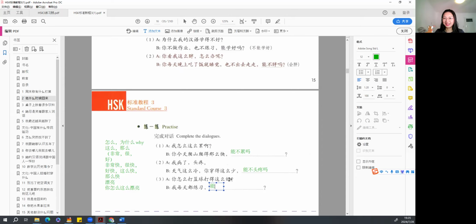All right, so here, 能吗? 能. 打篮球打得这么好, 好 is the adjective here. This 好 is good, is well, play basketball well. 能, negative 不, by adding a 不: 能不好吗? How could I not be perfect? How could I not be good at playing basketball? That's how we use this question here.